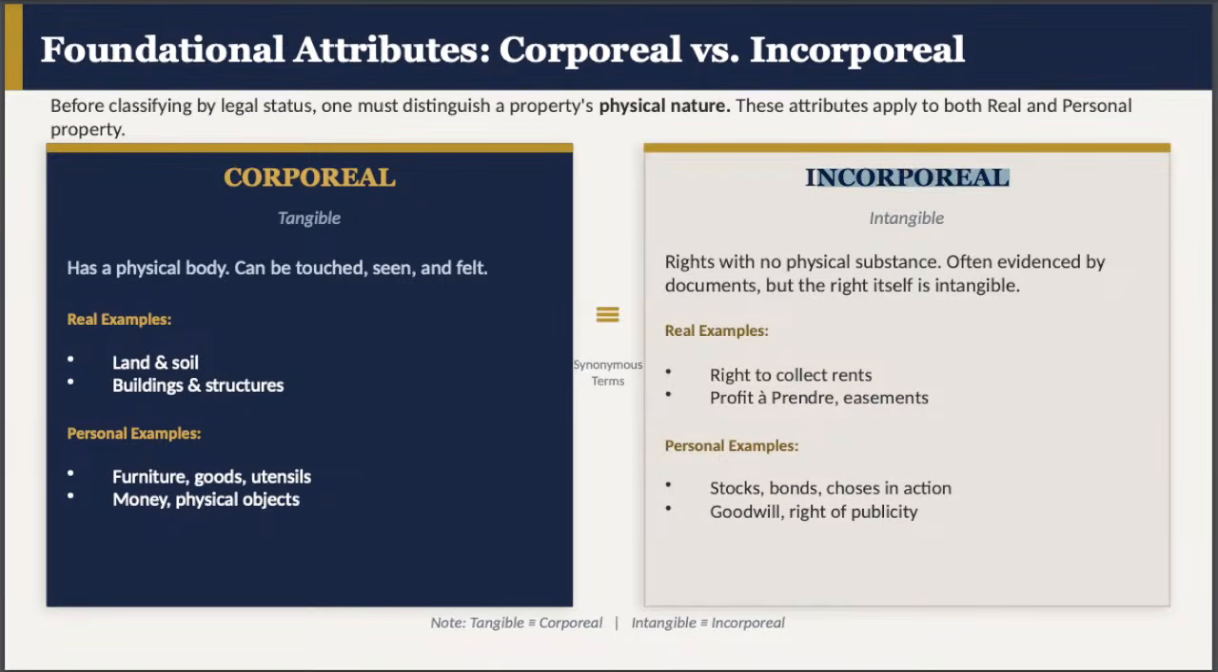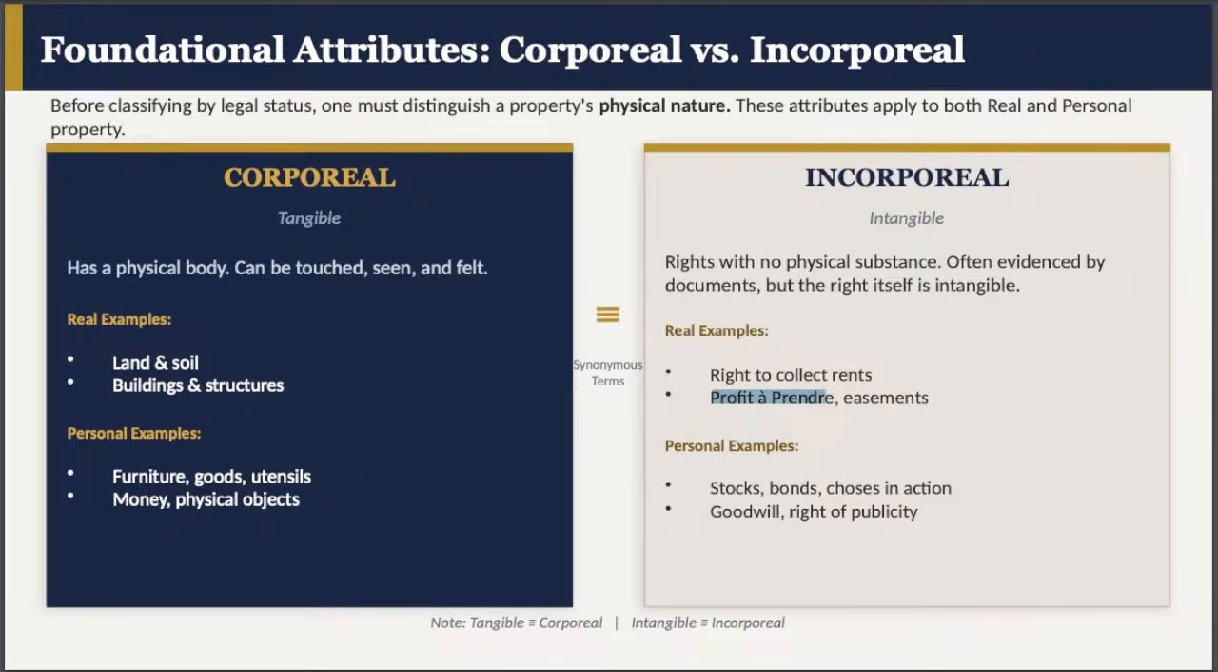And then we have incorporeal, the intangible. These are rights with no physical substance. They're often evidenced by documents, but the right itself is intangible, so it cannot be touched, seen, or felt. Here are some of the real examples relating to the property, which is usually what we mean here by real. The right to collect rents is an intangible real property. And profit a prendre, easements, also are intangible. Access to the easements is intangible real property, or incorporeal.